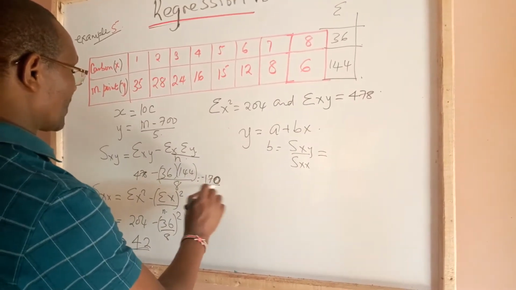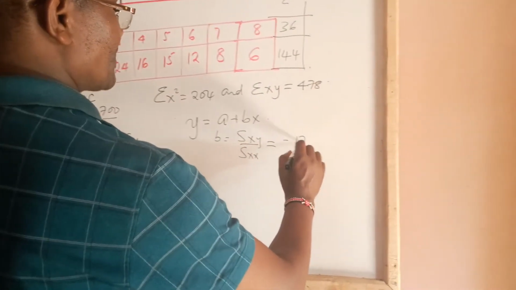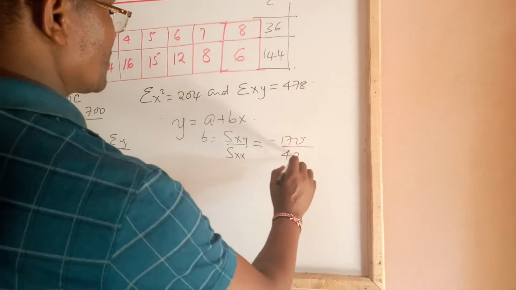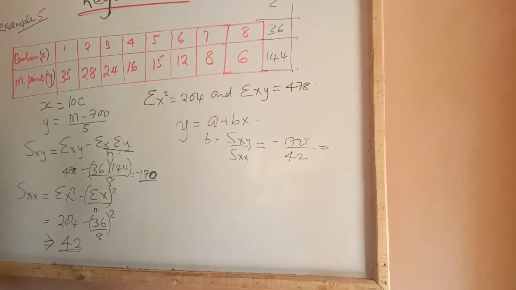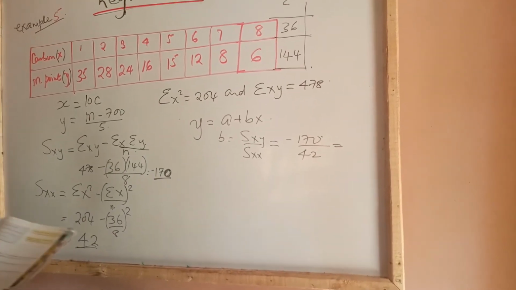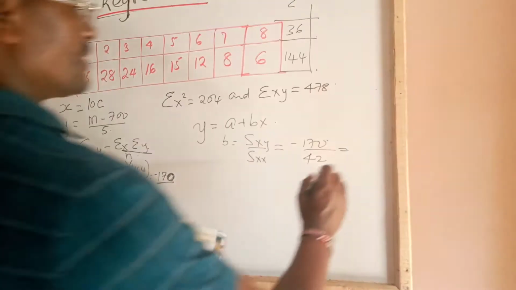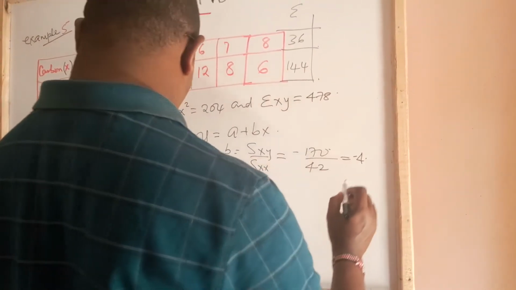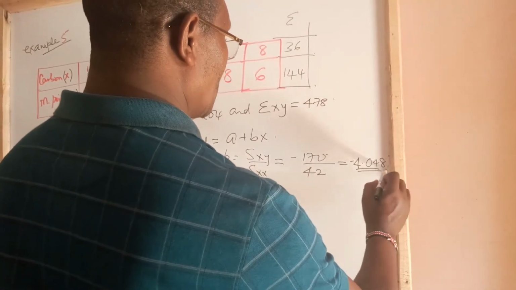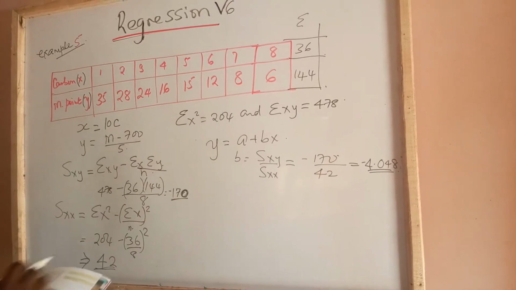Please make that correction, negative 170. So Sxy is negative 170 over Sxx, which is 42, and our value of b in that case is going to be negative 4.048. That is our value of b. What about our value of a?